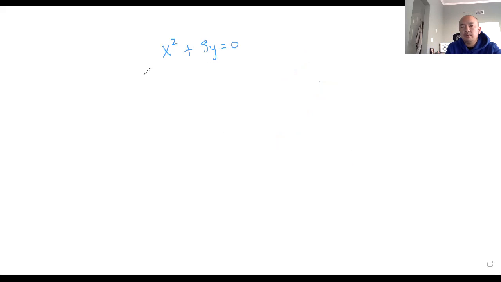Well, notice a few things. Notice that the squared term is with the x, and then 8y and this are on the same side of the equal sign. So what we're going to do is subtract the 8y. We want them on opposing sides here. So it would be x squared is equal to -8y.